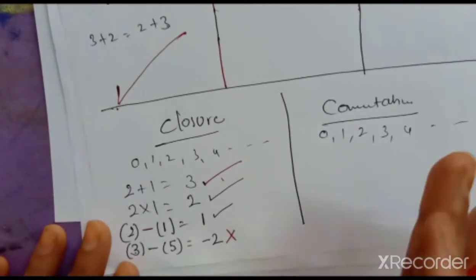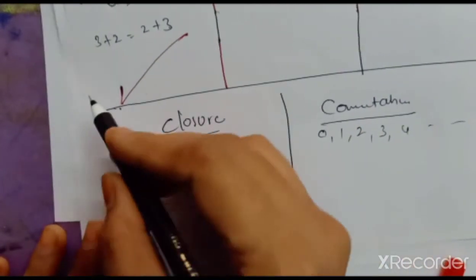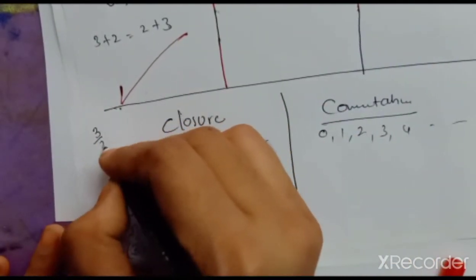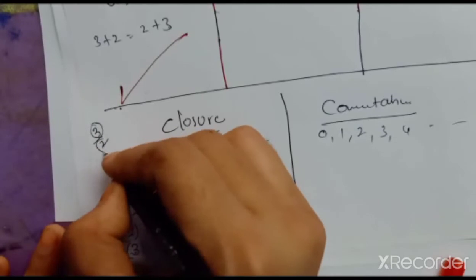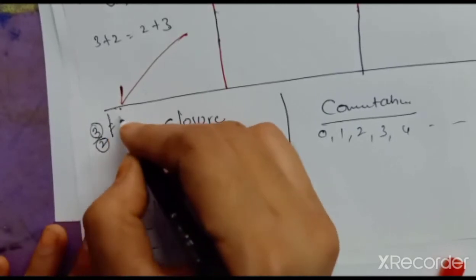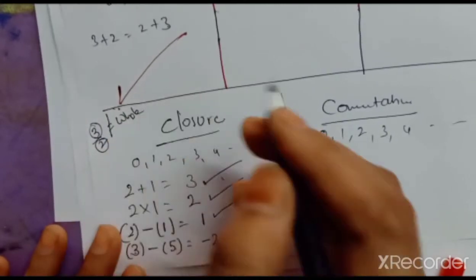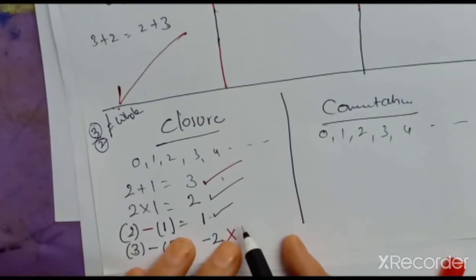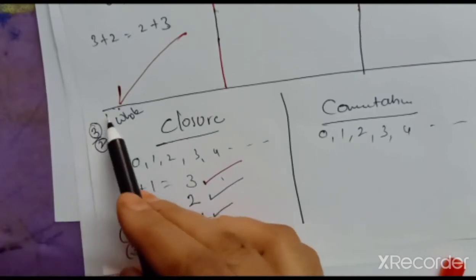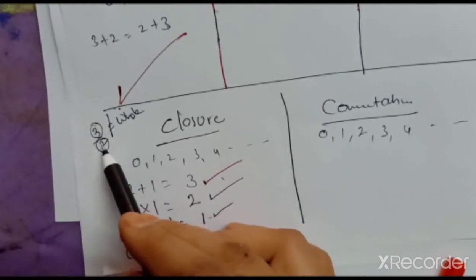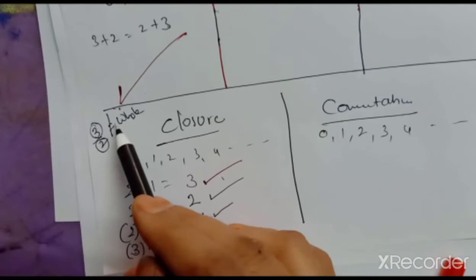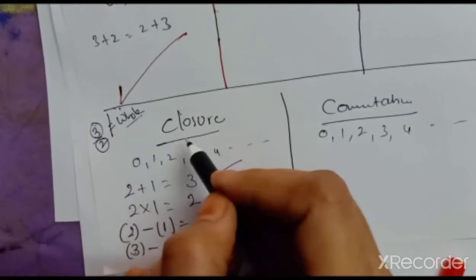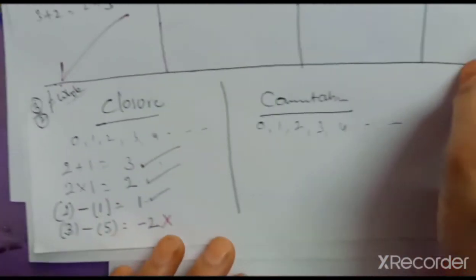I think you understand. Now see the division. What about the division? 3 by 2, this is one whole number, this is one whole number, but the result is not a whole number, so division does not follow closure property. I think you understand closure property.